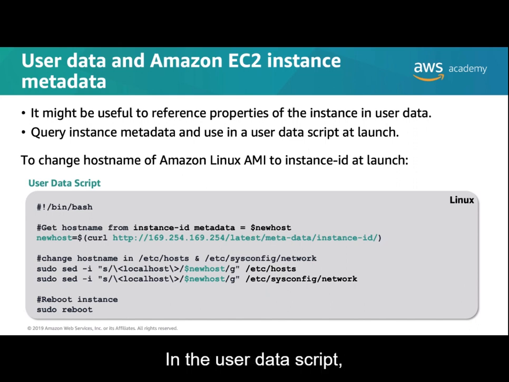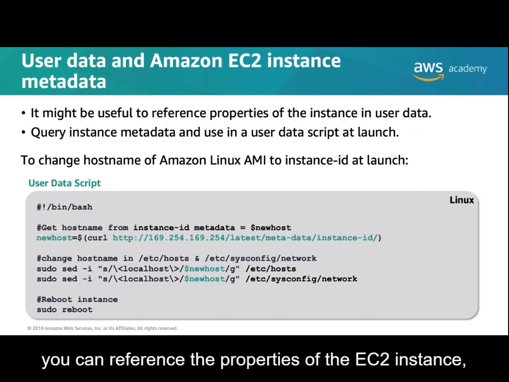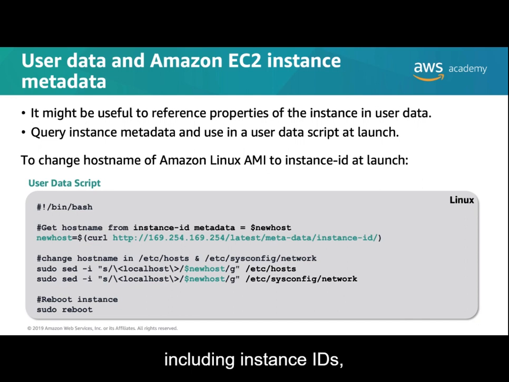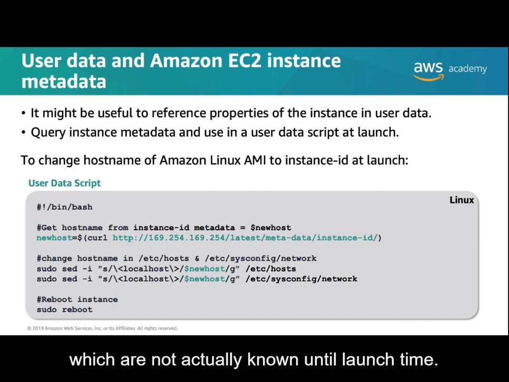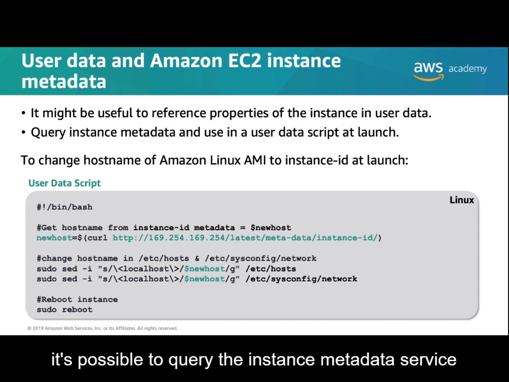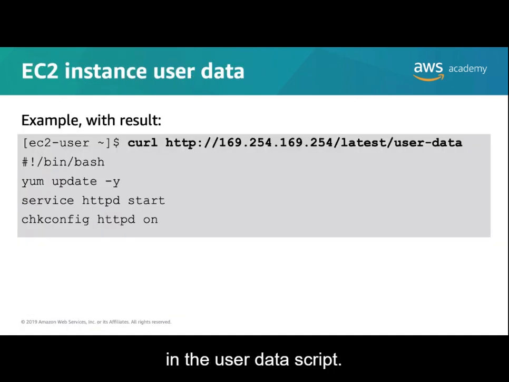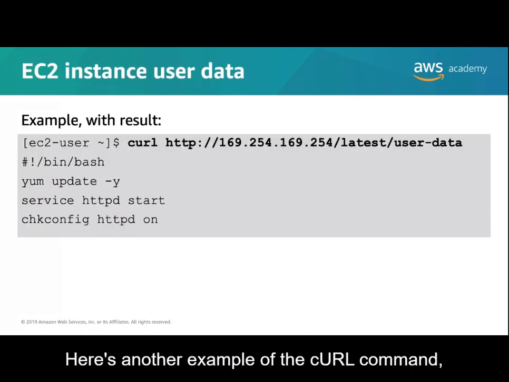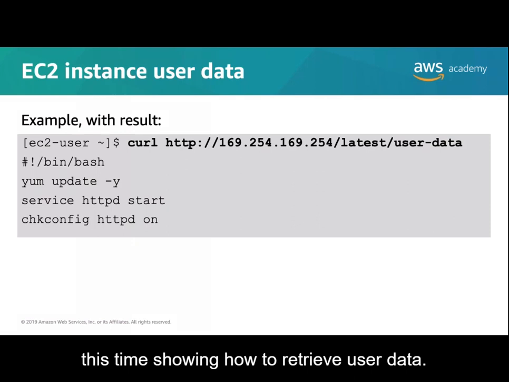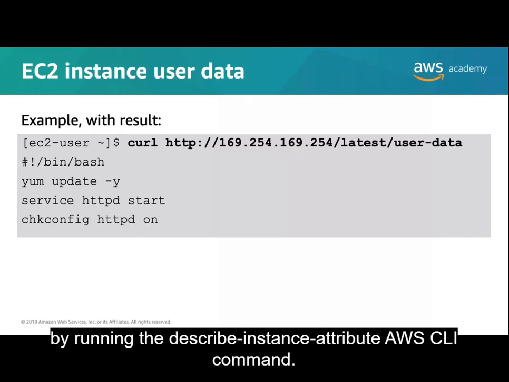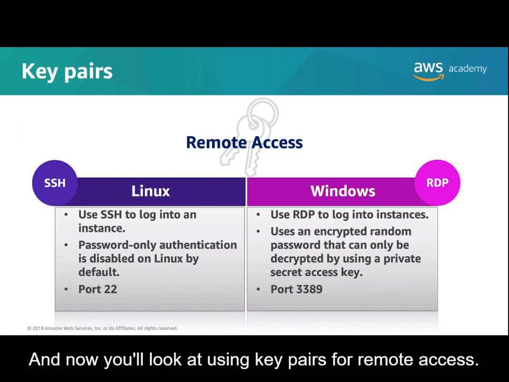In the user data script, you can reference the properties of the EC2 instance, including instance IDs, which are not actually known until launch time. In other words, it's possible to query the instance metadata service to retrieve values as part of the variable setting process in the user data script. Here's another example of the curl command, this time showing how to retrieve user data. It's important to know you can also retrieve it by running the describe-instance-attribute AWS CLI command.